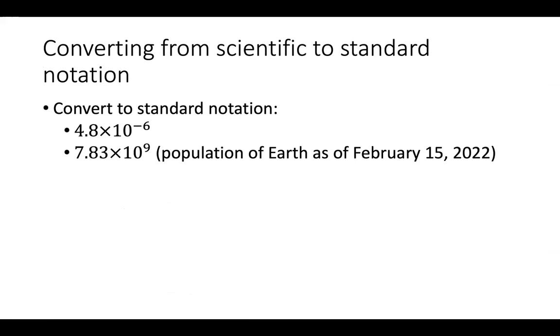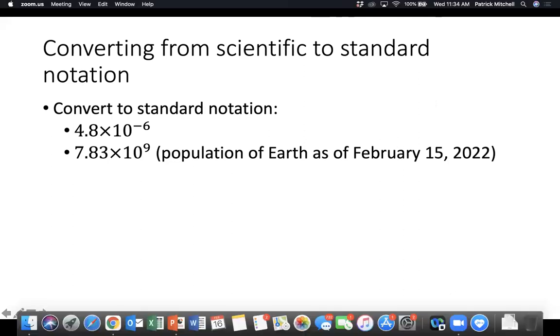As of yesterday, the population of Earth was estimated to be 7.83 times 10 to the ninth. Every time that I give this lecture, I update that number. The last time I had updated it before this was in 2017. At that time, the population of Earth was about 7.5 times 10 to the ninth. So it has grown since then. Let's go over to the tablet, and I'll show you how this works.